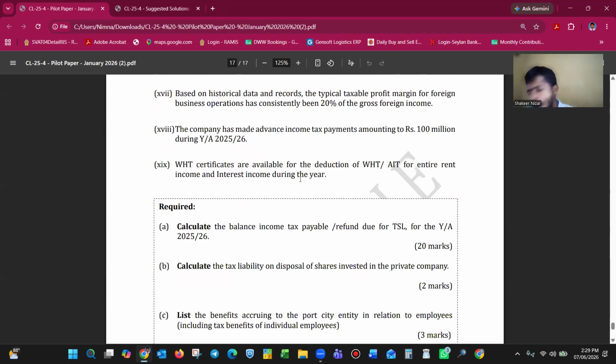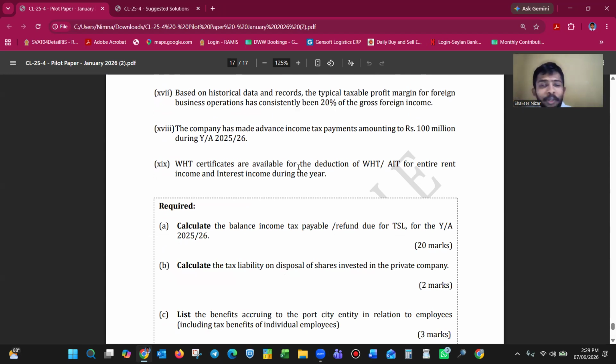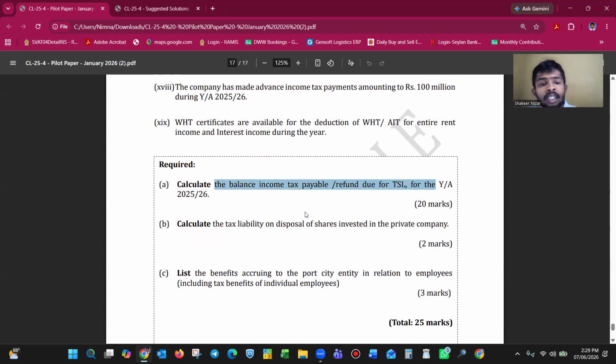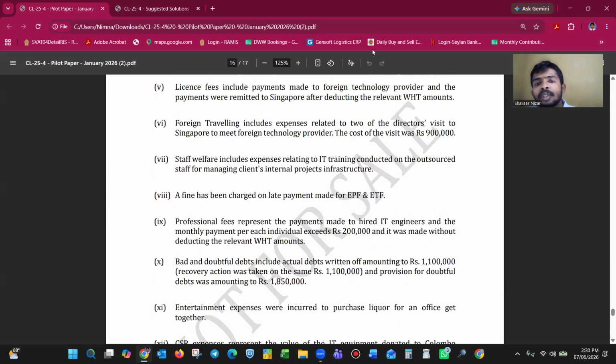We have to calculate the income tax payable, and the tax liability on disposal of shares, on a benefit accrual basis. So we are focusing on this one. Give me two to three minutes. I will give you time to read the question. Read out the question.